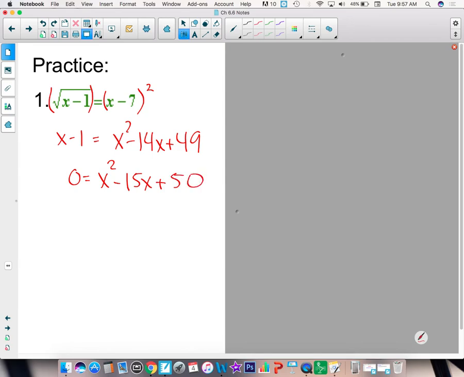That should be a pretty easy one to see: 10 and 5, both negatives. If you check them, x equals 10 and x equals 5. The one that's going to work is the 10. The 5 will not if you check it. Okay?